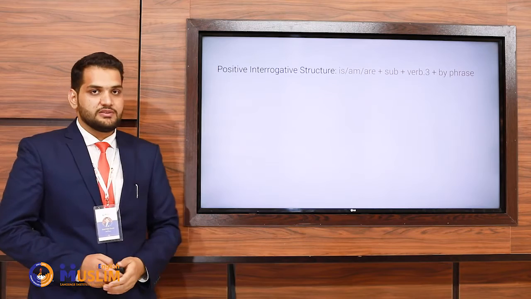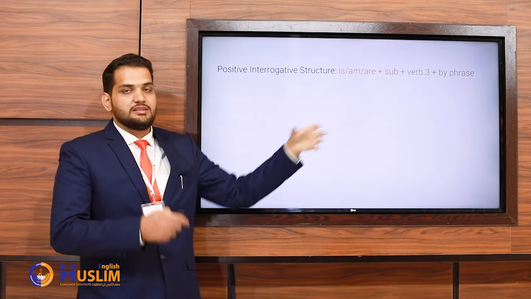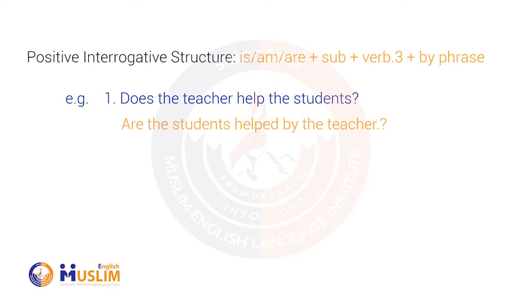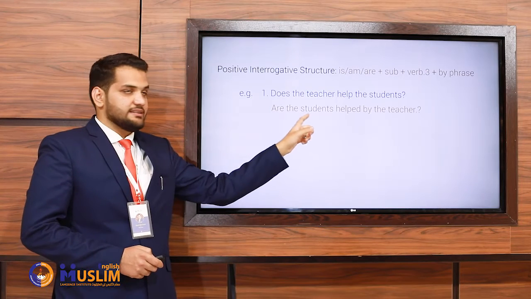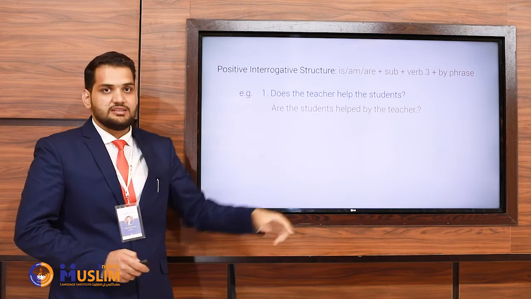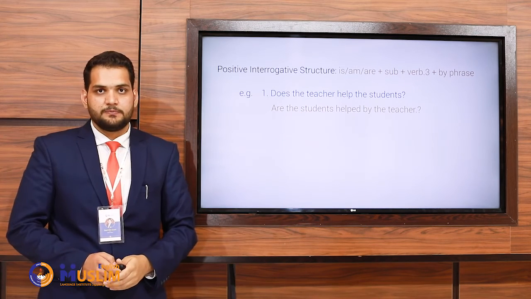Let's talk about the positive interrogative structure. In this structure, you just need to take the helping verbs and use them in the beginning of the sentence. So the structure is, is, am, are, plus subject, plus verb 3, plus by phrase. For example, does the teacher help the students? In passive voice, it will be, are the students helped by the teacher? I cannot say is the students, because are is used according to the new subject, and the new subject is plural. Do not forget a question mark at the end of the sentence.